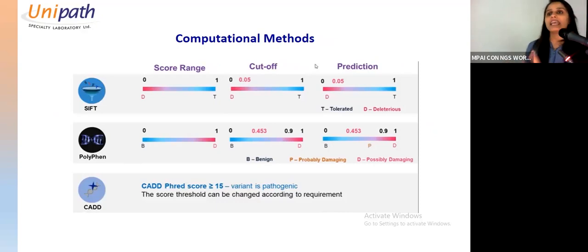But the aim is the same, just in different directions. When SIFT is 0, it's pathogenic. When PolyPhen is 1, it is pathogenic. So you have to remember which direction is pathogenic. And there is also a score which considers different parameters into play, and then gives one score. If it is more than 15, it is probably pathogenic.